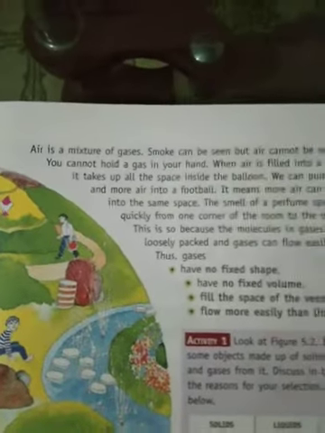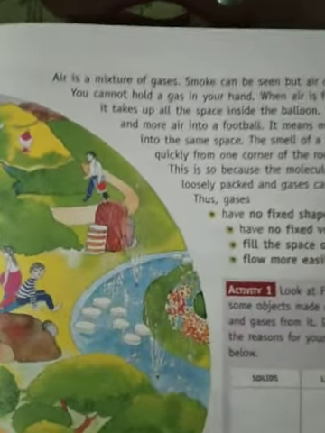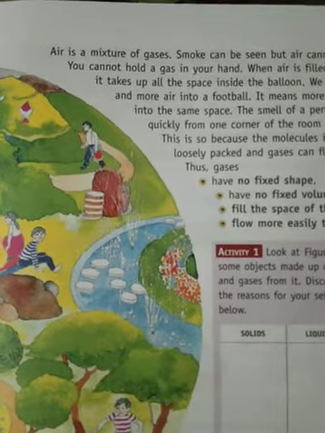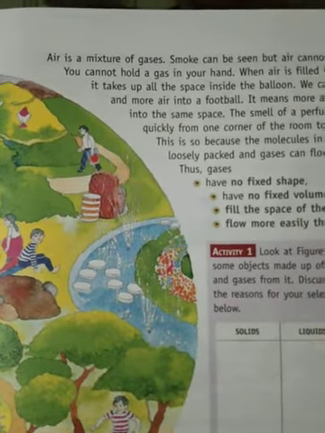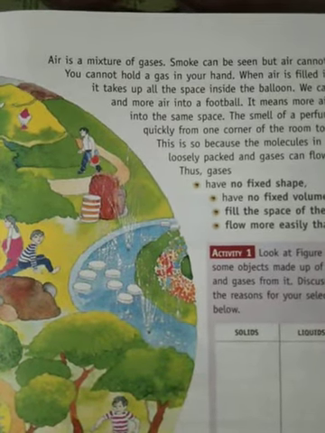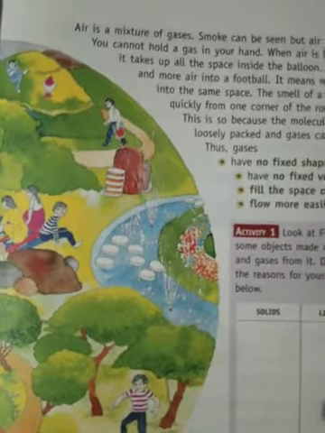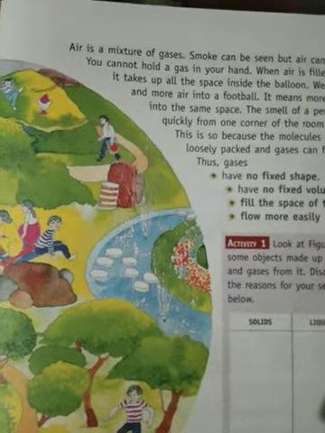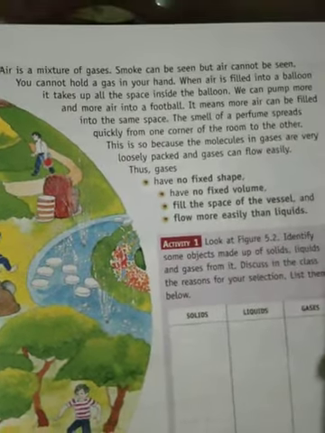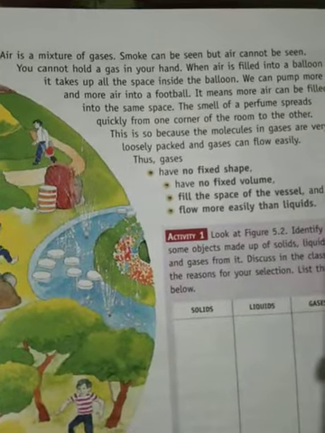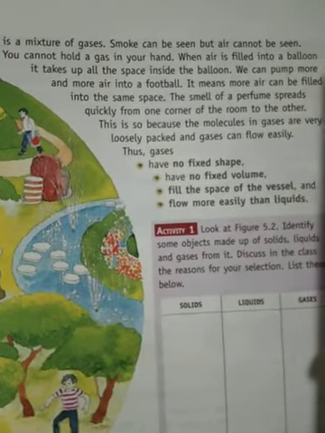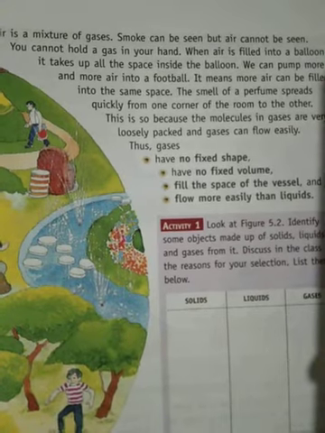still air is a mixture of gases. Later in higher classes you will come to know that air is a mixture of several gases like oxygen, nitrogen, hydrogen, helium, argon, and carbon dioxide, and many other gases that have been found in our air. So air can be considered a mixture of gases. Now smoke, yes, we can see, but we cannot hold it inside our hand. You cannot hold a gas in your hand.